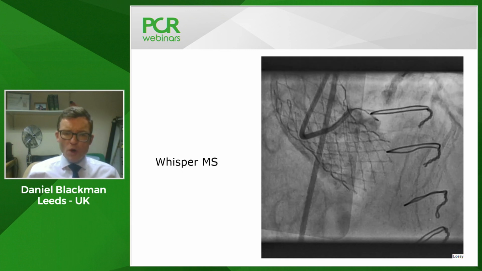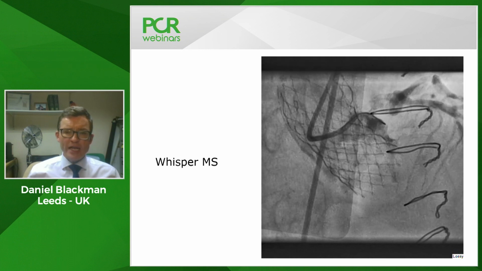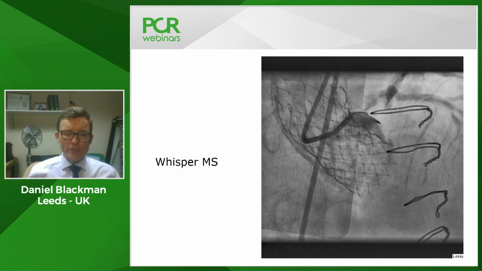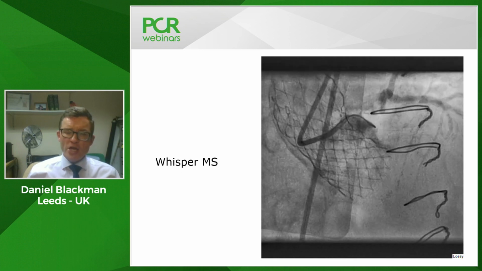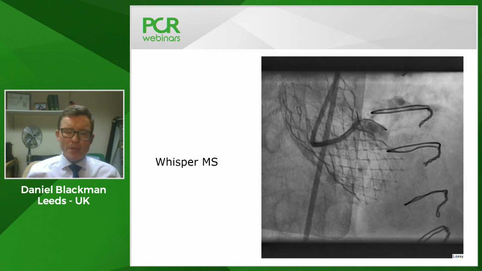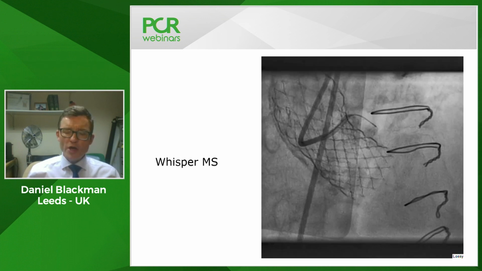So if you're going to float a wire and then rely on following it up with a guideliner, you want a fairly floppy and responsive wire. And for me, a Whisper MS wire is a wire I favour. There are many other wires that fit the bill, but in general, you want a wire that's not too stiff and that's very responsive to the torquing. And the Whisper is a wire that fits that bill.